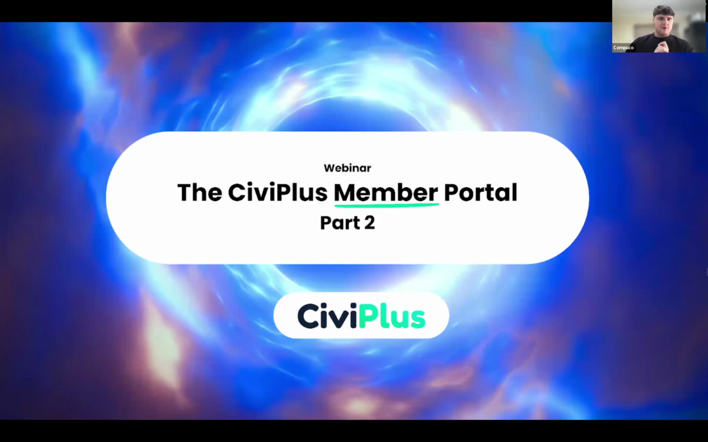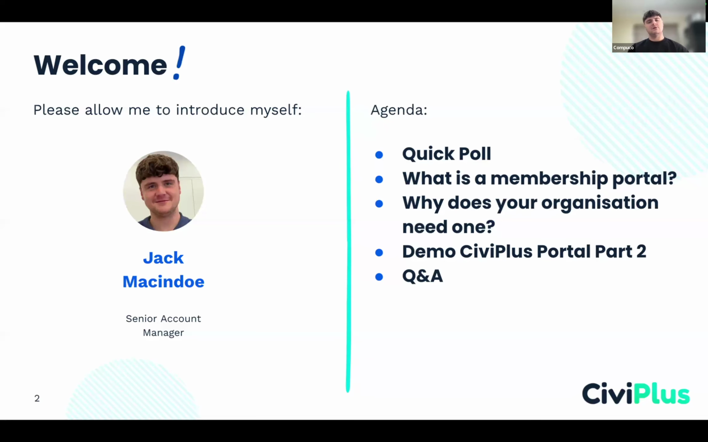So just to introduce the webinar today, this is part 2 of the Civi members portal. In part 1, we covered a lot of the functionality around member self-service, so updating their details, checking their membership, booking onto events, that sort of stuff. And today we're going to be focusing on the second half of the functionality, which revolves more around member resources, member applications and that sort of stuff.